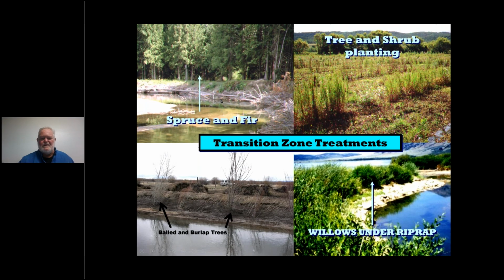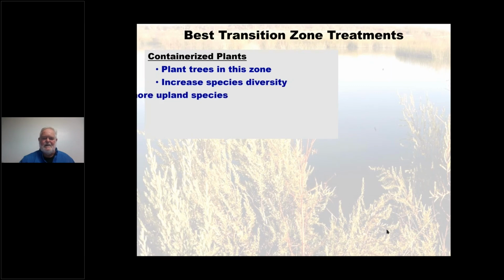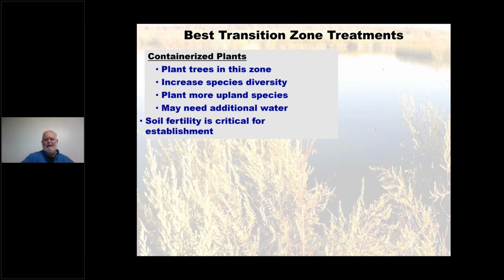Here are some different things that you can look at. This is a trench, and then there are clump plantings, potted plants, willows under riprap, all that kind of stuff. In the transition zone, the containerized plants, typically you're going to plant trees in this zone. This is the first place where you can really plant trees, or at least on the upper end of the overbank zones where you can start.